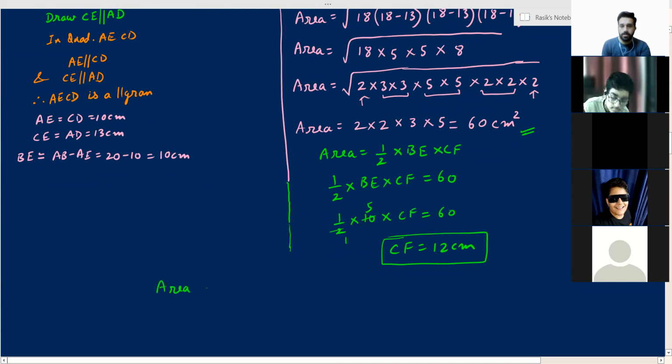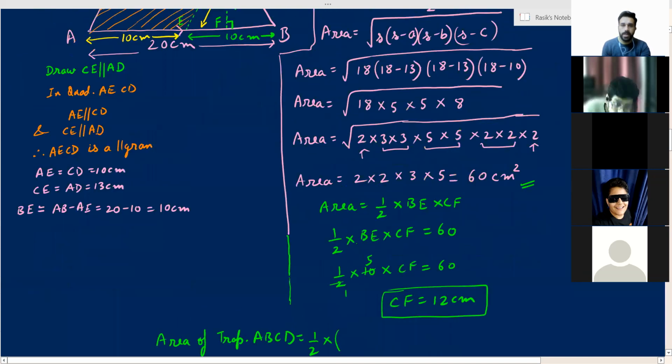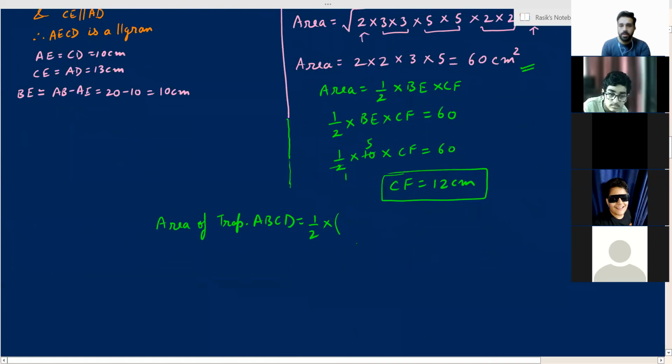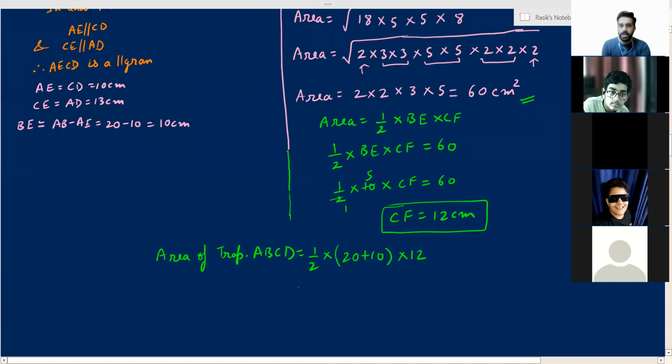So area of trapezium ABCD is equal to half into the sum of parallel sides. Parallel sides are 20 and 10, AB plus CD, 20 plus 10, into height. Height is CF, which is 12. Are you all getting it? So half into 30 into 12. 6 into 30 is 180 centimeters square. Answer. All clear? Any doubt in the question?